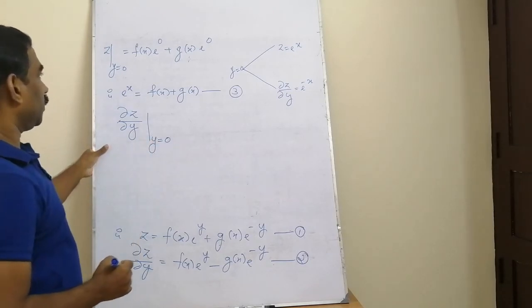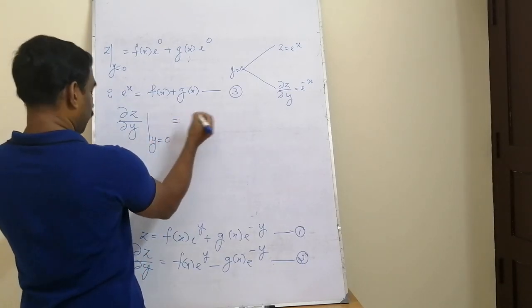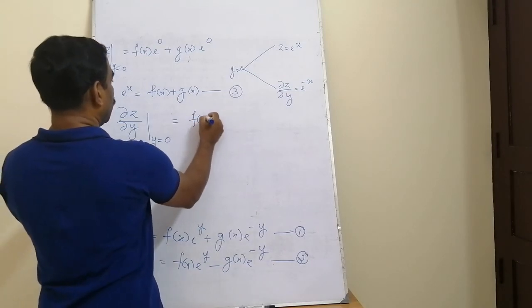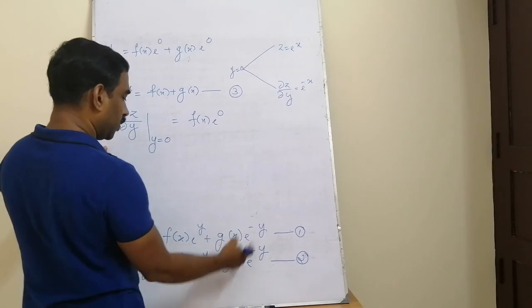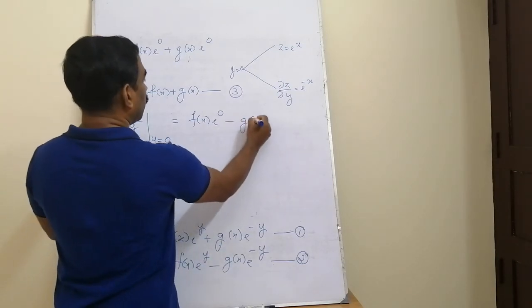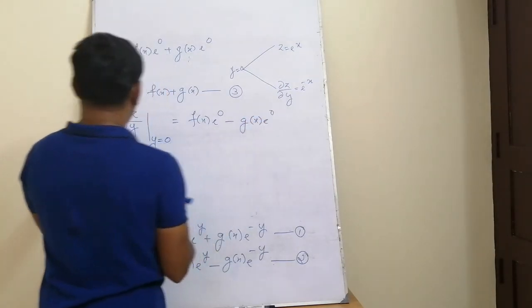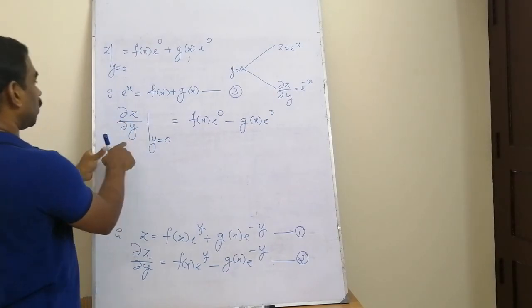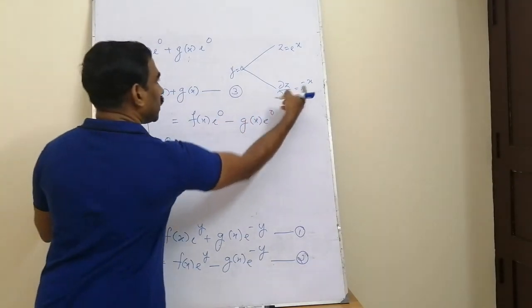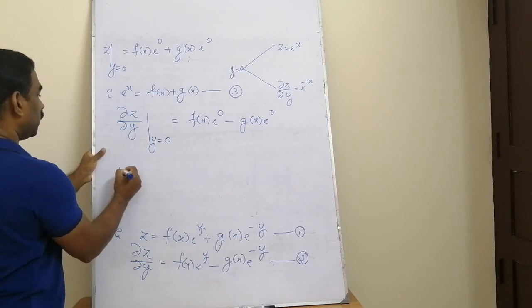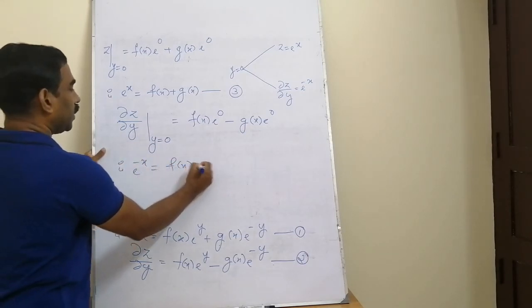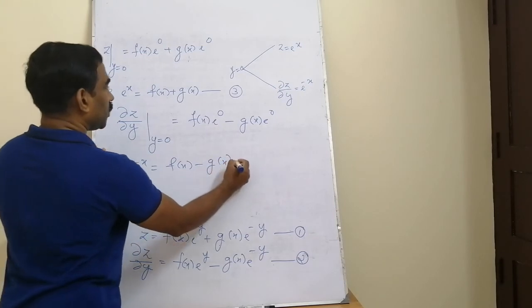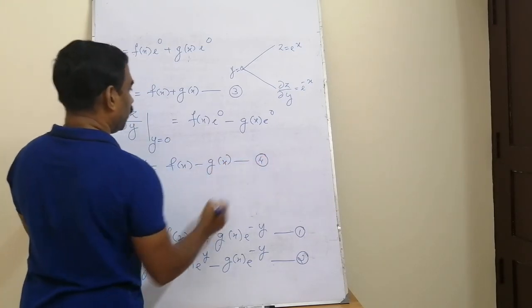at y equal to 0 is equal to, from equation number 2, f of x into e raised to 0 minus g of x into e raised to 0. And what is the first derivative of the solution at y equal to 0? It is given as e raised to minus x. That is, e raised to minus x equal to f x minus g x. So we have equation number 4.